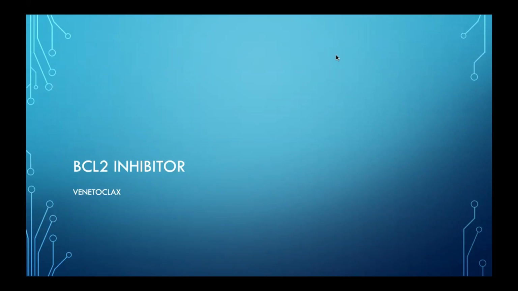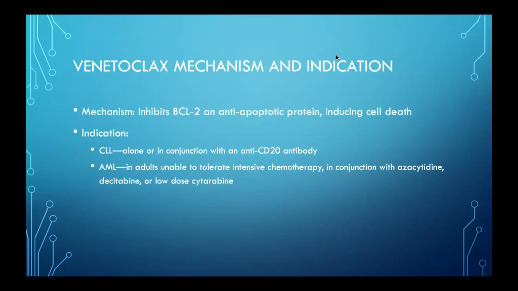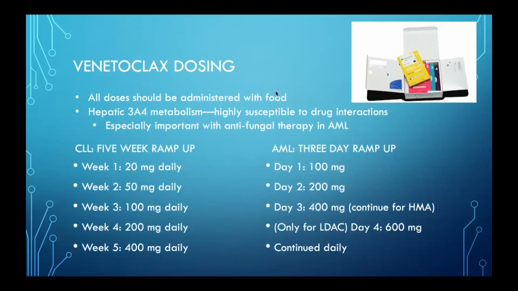That leads us then to our BCL2 inhibitor, which is venetoclax. BCL2 is an anti-apoptotic protein, and by inhibiting the anti-apoptotic protein, it leads to pretty potent cell death. This is indicated in both CLL, alone or in conjunction with an anti-CD20 antibody, can be frontline or in the relapse state. And then in AML, it's licensed in patients unable to tolerate intensive chemotherapy in conjunction with azacitidine, decitabine, or low-dose cytarabine. And so the dosing of this medication, especially at initiation, is quite complicated.